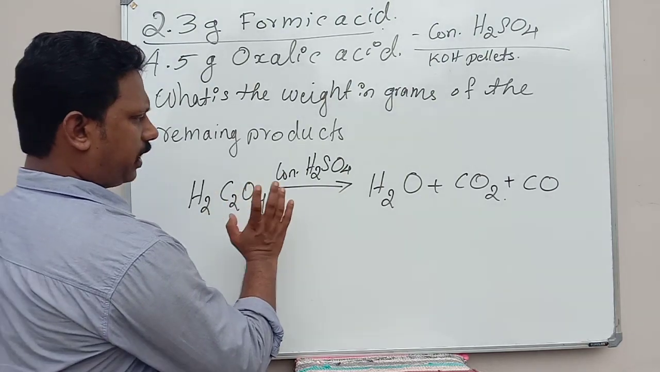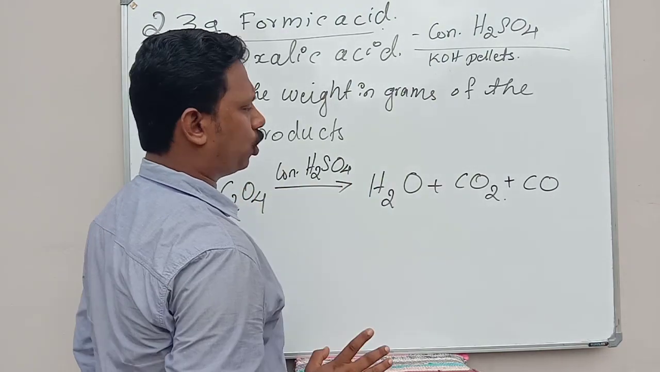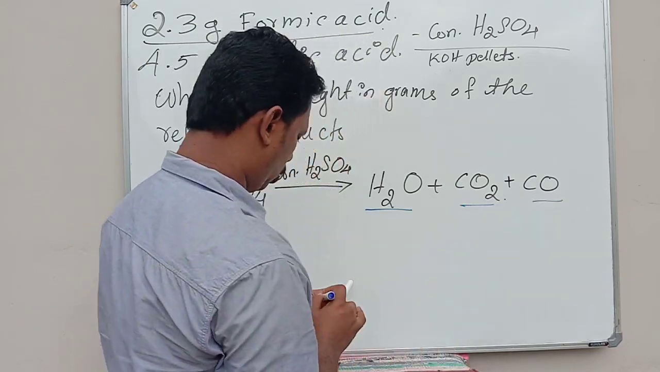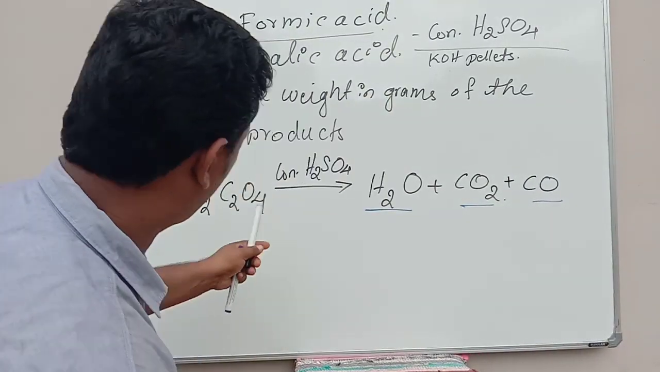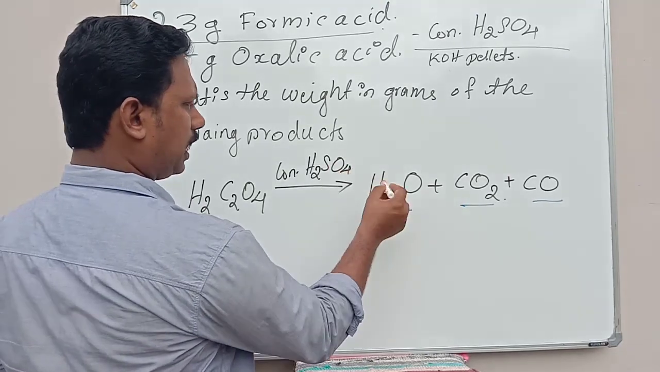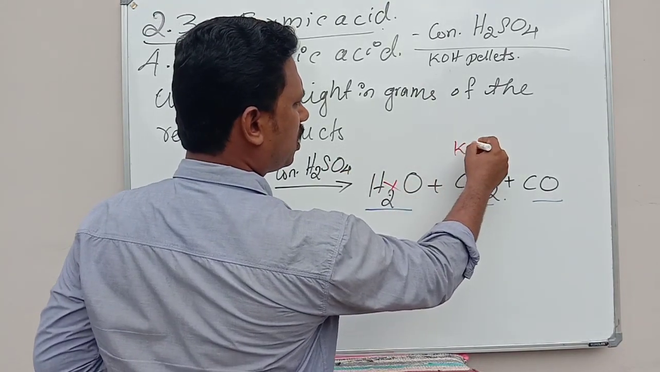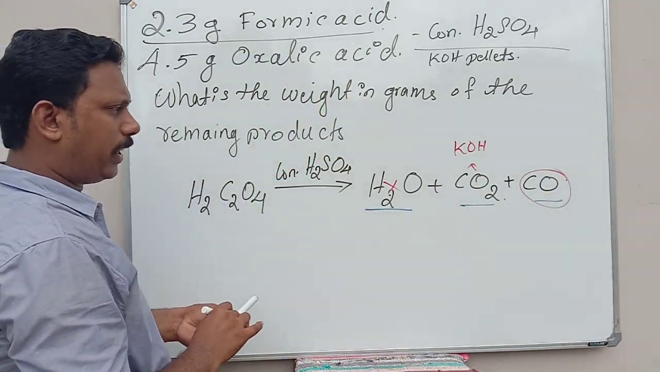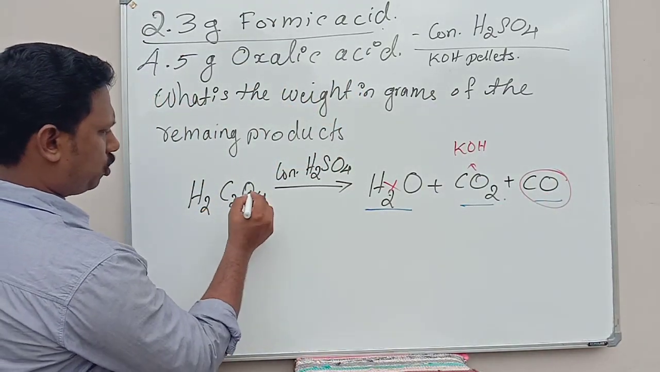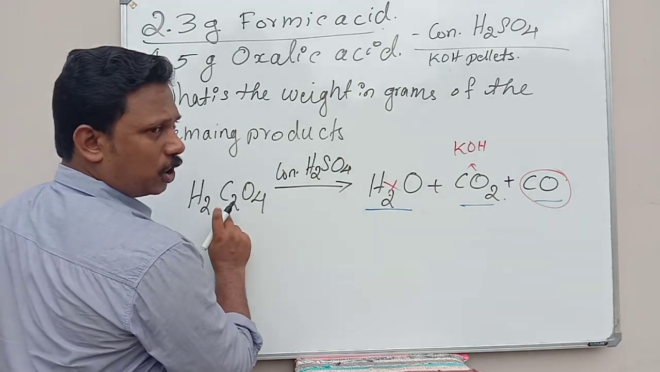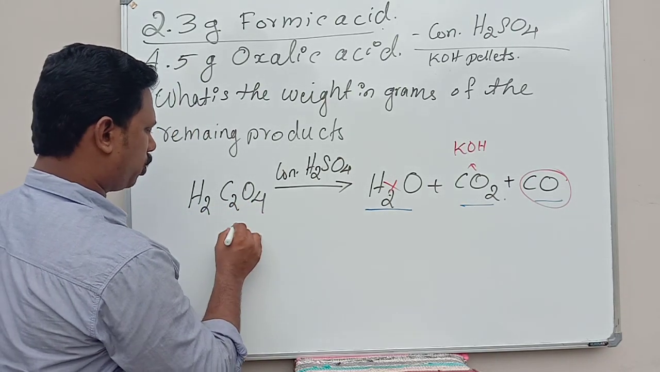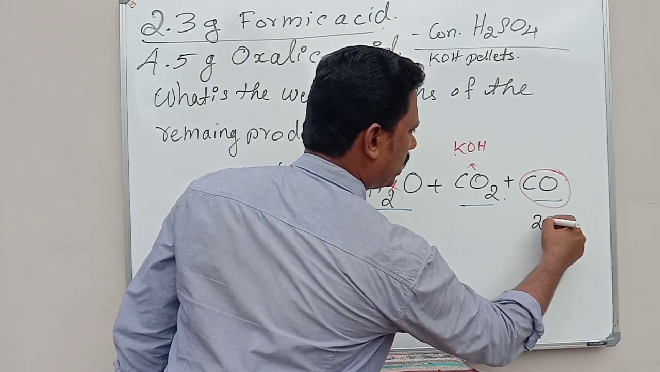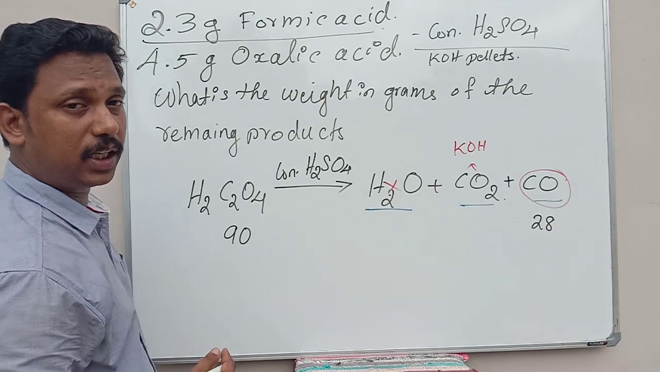Now we are going to write the reaction of H2C2O4 with concentrated H2SO4. It forms H2O, CO2 and CO. But you know, H2SO4 will absorb H2O. The KOH will absorb CO2. So what is left? CO. And now we are going to find the mass ratio. H2C2O4: 2 plus 12 into 2 plus 16 into 4, that becomes 90. And the mass of CO is 28. So 90 is to 28 is the ratio.